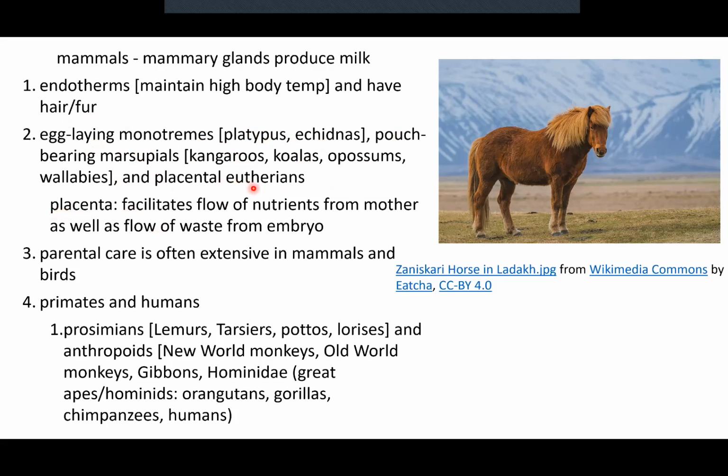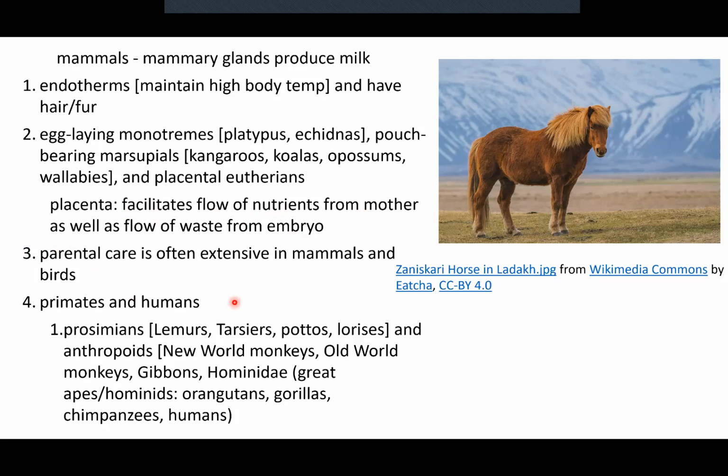In these eutherians, we have the placenta, which is a structure facilitating the flow of the nutrients from the mother inside the uterus, as well as the flow of waste from the embryo. So it's a more specialized structure to support embryonic development. In mammals and birds, parental care is often extensive.